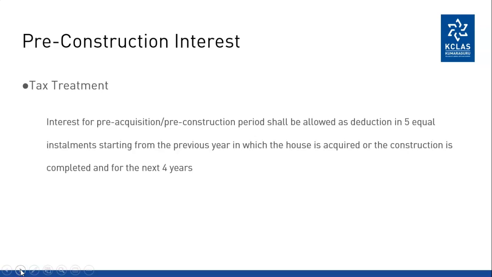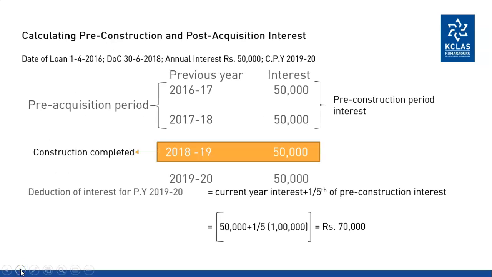The tax treatment here is: interest for the pre-construction or pre-acquisition period shall be allowed as deduction in 5 equal installments starting from the previous year in which the house has been acquired or the construction is completed, and for the next 4 years. So let us understand this concept with an example. An important point to be noted here is that if the construction or acquisition of the house is completed during a particular previous year, then the whole interest of that previous year shall be treated as post-construction period interest. So an example will help students understand this concept better.